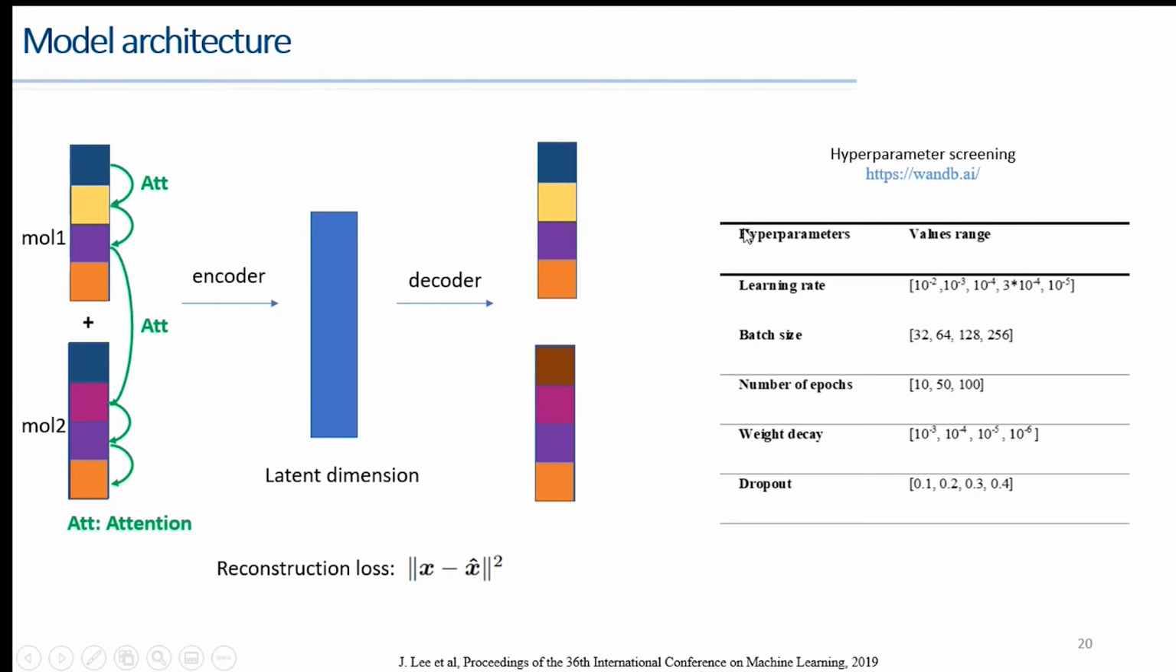The hyperparameters that we were trying to adjust were the learning rate, the batch size, the number of epochs, the weight decay, and the dropout, which are parameters of the network that we were trying to change such that the reconstruction loss of the model can be minimized. To do that, we used the library Weights and Biases, which enables hyperparameter screening quite efficiently.